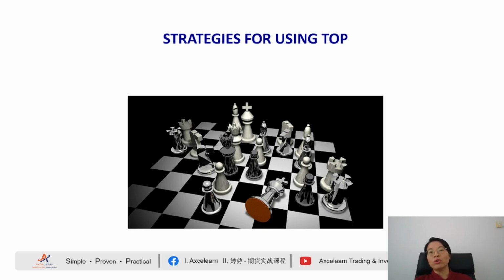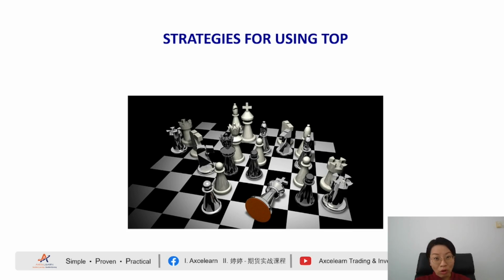Now, strategies for using TOP. So once you understand all this, how are you going to strategize using this TOP? This TOP will help you. First thing, you can monitor. Like just now, you anticipate, you monitor the market sentiments, etc. From there, you can in advance set your orders. For example, whether you want to buy, you want to sell, you want to cut loss, you can in advance put in your trading orders. You don't need to wait until the market opens, then only you put in your trading orders. Sometimes it might be too late.